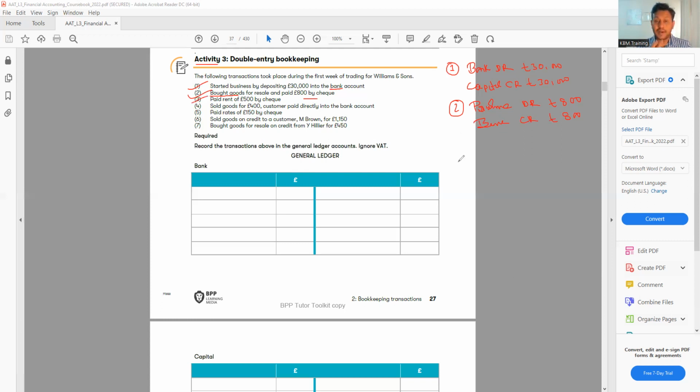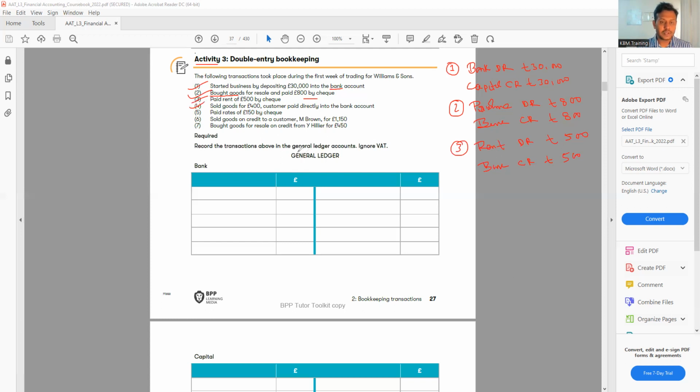Then paid rent 500 by check. Number three. So rent is expense, so rent will be debit. Rent debit 500. Paid rent 500 by check. And paid from the bank, paid by check, so bank will be credit. Anytime you see paid by check, that means the bank will be credit. 500.